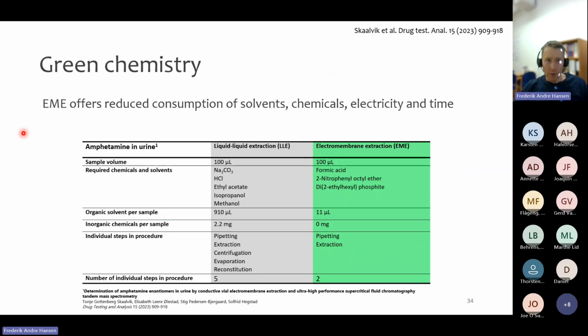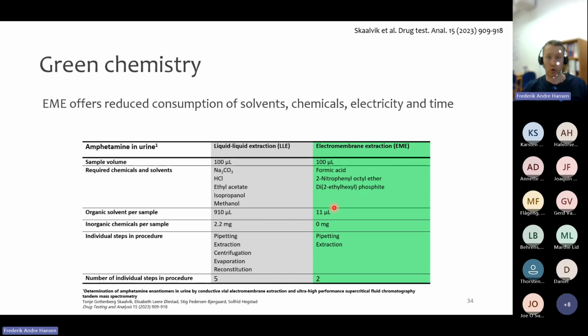The final performance parameter you can consider is then the green chemistry aspect, which many people perhaps do not think too much about today, but as we move along, I think this will become more and more important and perhaps also regulated. This is an example that compares a classical liquid-liquid extraction for amphetamines in urine to electromembrane extraction. You can see here that we went in with the same volume, and then we have to have some formic acid to adjust the pH, and we have two different solvents that are mixed together with EME.